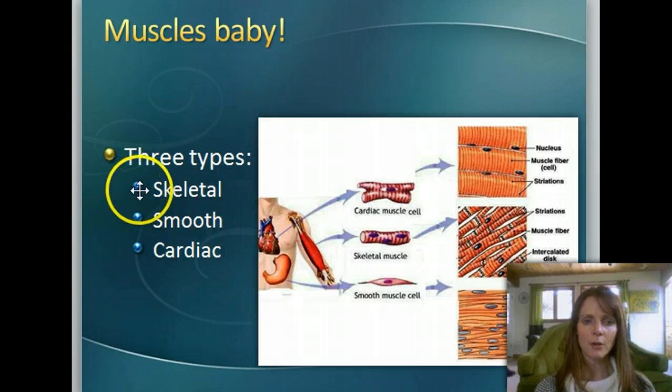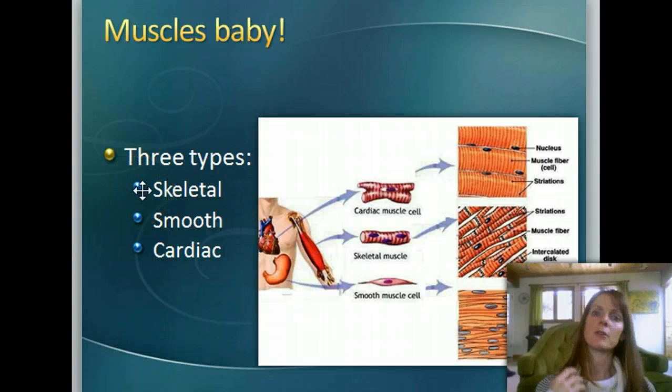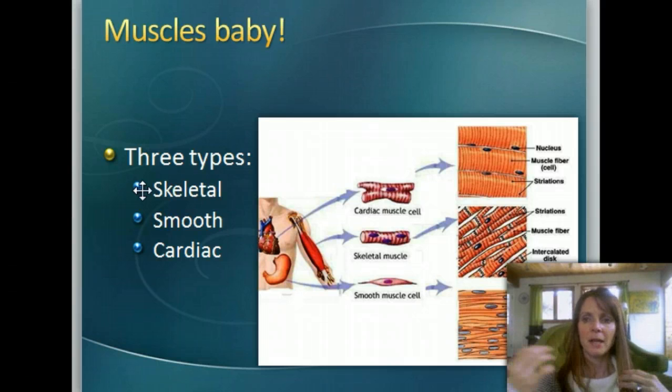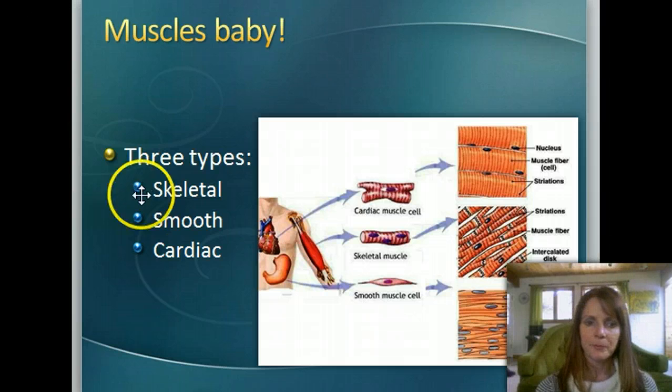So let's talk about skeletal muscles first. Skeletal muscles are the muscles that we're most aware of, our biceps and triceps on our arms, and in our legs, the muscles that allow us to move. That's what skeletal muscle does. It allows us to move. It's a voluntary muscle that we control, and we say, okay, arm, reach out and pick up that. So that's the skeletal muscle.